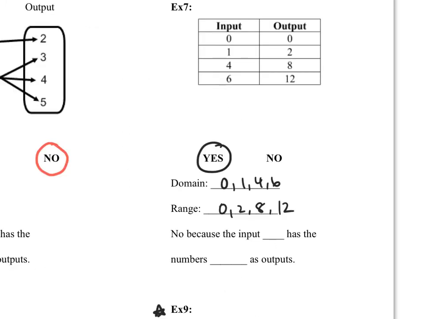So example 7 is a function. When you put in 0, you can only get out 0. 1 goes in, only a 2 comes out. 4 goes in, only an 8 comes out. 6 goes in, only a 12 goes out. So yes, it's a function, and my domain is 0, 1, 4, 6, and my range is 0, 2, 8, 12.